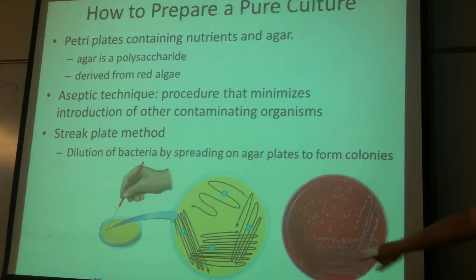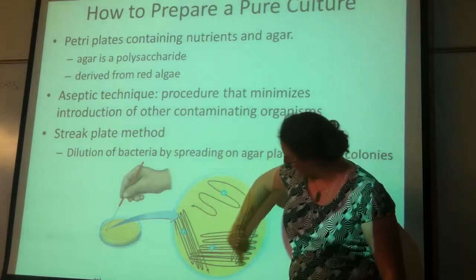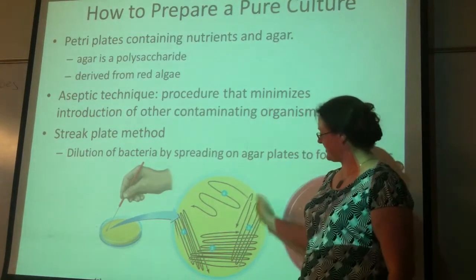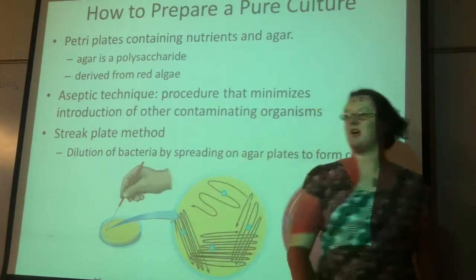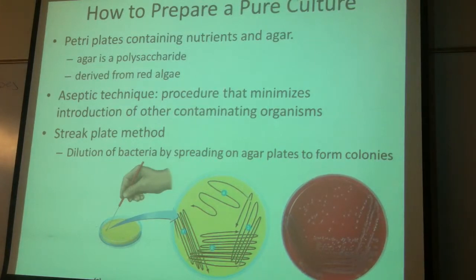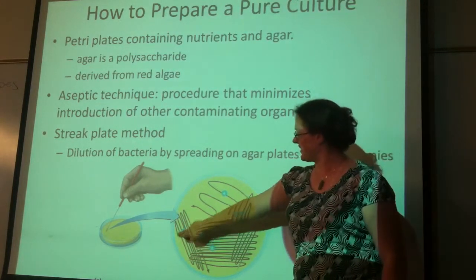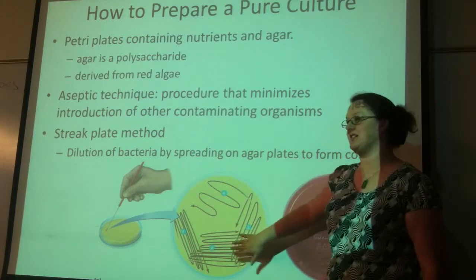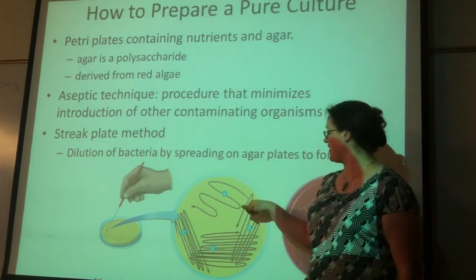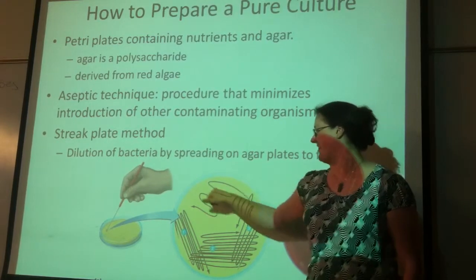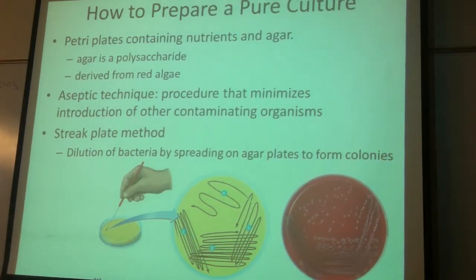You streak it one way. Then you cross it a little bit for 2, you cross it for 3, and then you cross it for 4. The idea is that most of your stuff should be gone up here, but you're dragging a little bit down into the next set of streaks. Whatever dilution you have here, you're dragging into the next section of your plate so that you have a dilution factor. So this is just a streak plate method. You dilute the bacteria by spreading them on the agar plates to get individual distinct colonies.